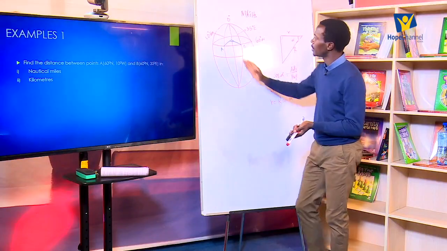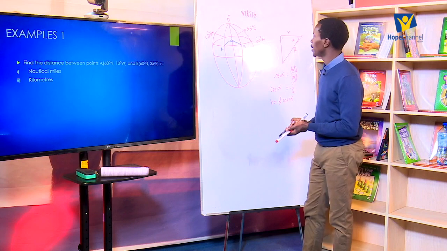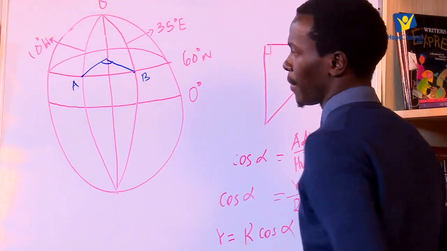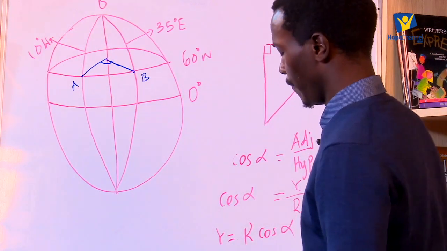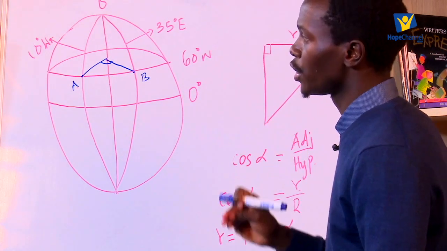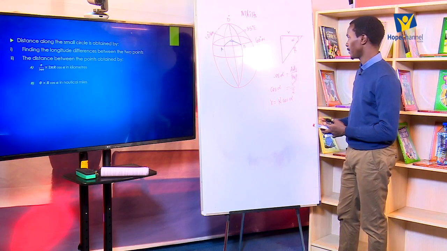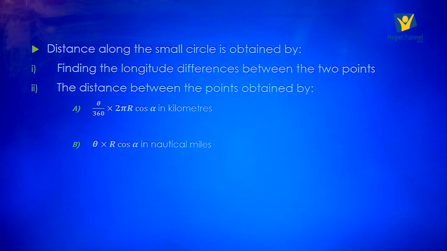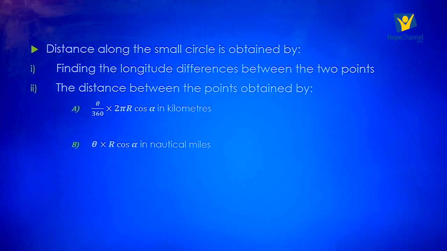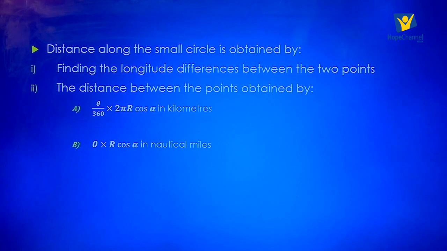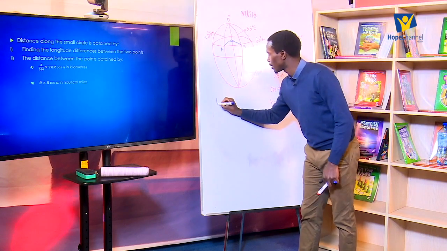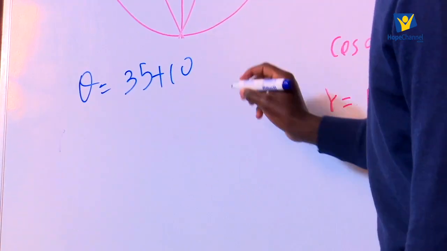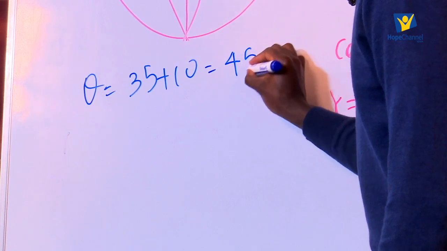Remember, this one is 10 degrees to the west, and the other one 35 degrees to the east. Now, because they are on opposite sides of the prime meridian, we're going to add. But what is the procedure? First, find the longitude difference between the points. So what is the longitude difference here? Because they are on the opposite sides, we add. But if they were on the same side, we would have subtracted. Because in this case they are on opposite sides, then our theta will be 35 plus 10, which gives us 45 degrees.